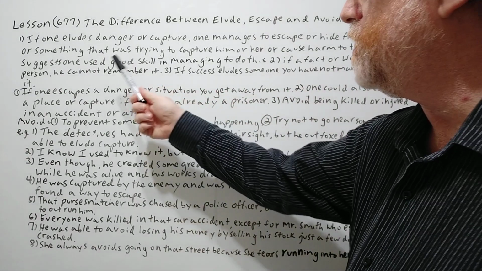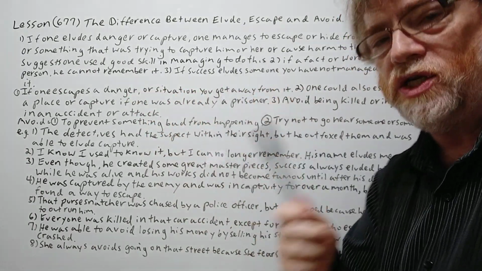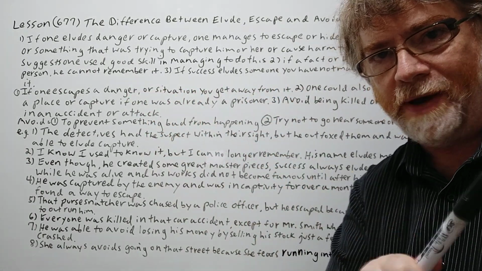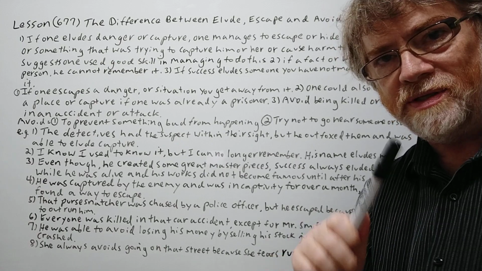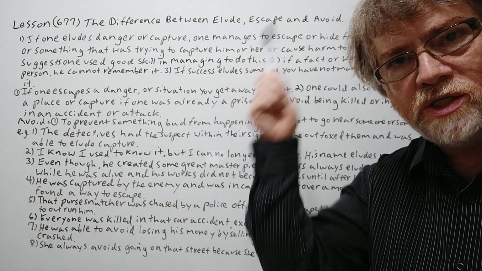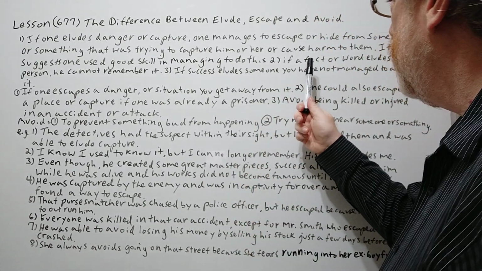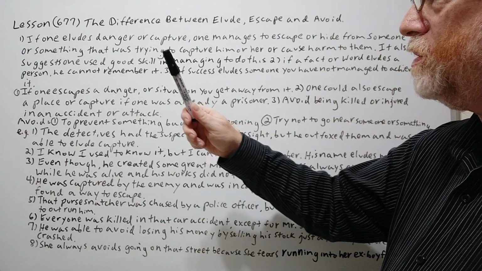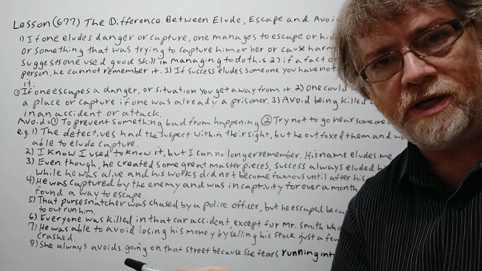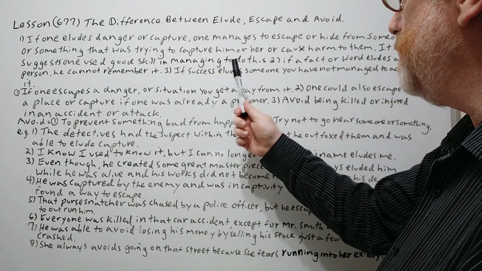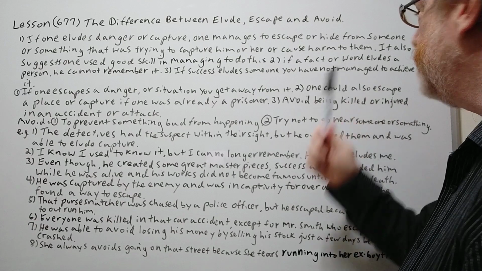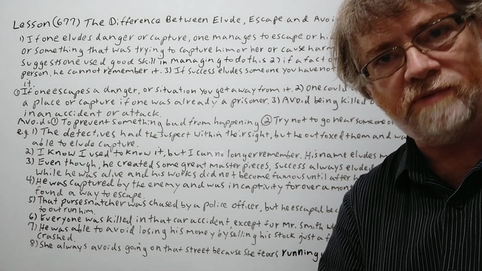It also suggests one used good skill in managing to do it. So that's a key part about elude too. It sounds like you used your wits or your skills to escape. All right, second one. If a fact or word eludes a person, he cannot remember it. So it's a second meaning. A third meaning, if success eludes someone, you have not managed to achieve it.